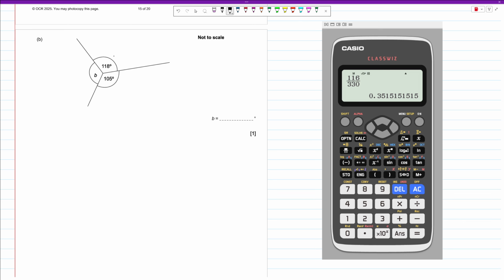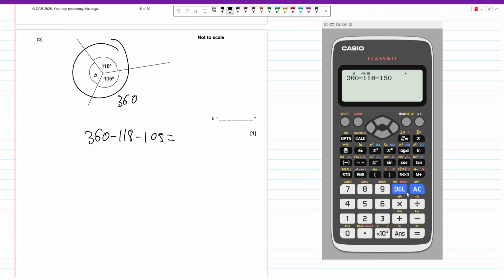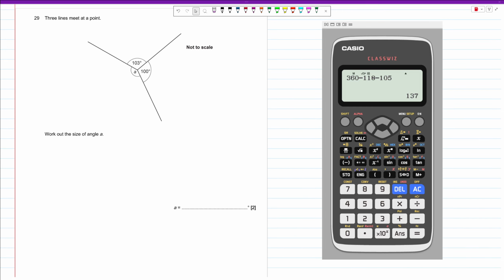Last one. Well, I know that the whole thing adds up to 360. So I'm going to do 360, take away 118, take away 105 to give me my answer. 137. There we go. Same idea. 360, take away 100, take away 103, 157.